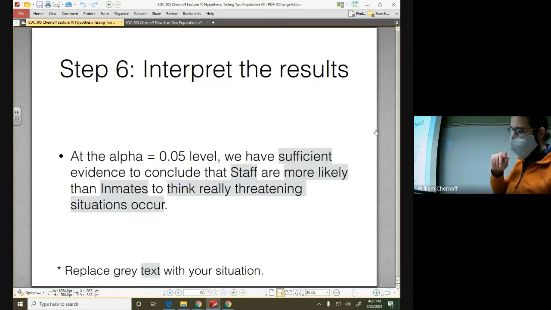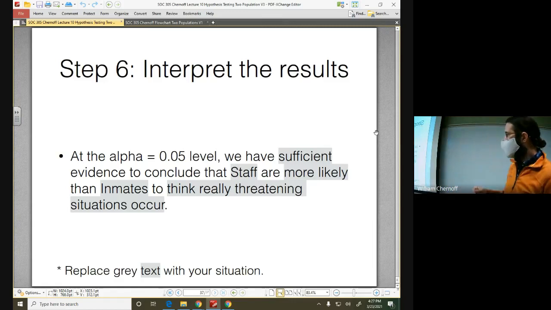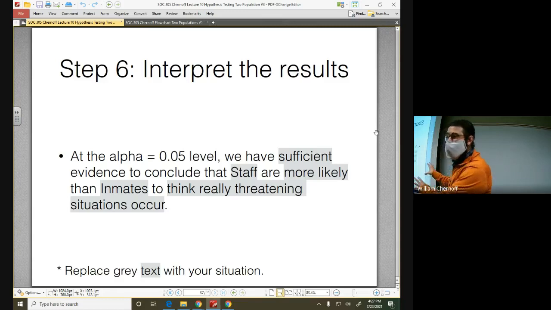Then we interpret our results. So we say something like, at the alpha equals 0.05 level, we have sufficient evidence to conclude that staff are more likely than inmates to think really threatening situations can occur. And again, when it comes to these interpretations, try to get your interpretation as close to what I'm providing you here. Just change out what's in the gray boxes with the context of your own research.